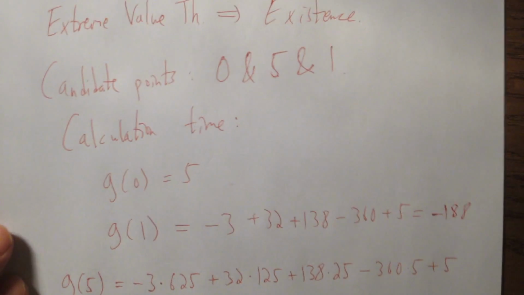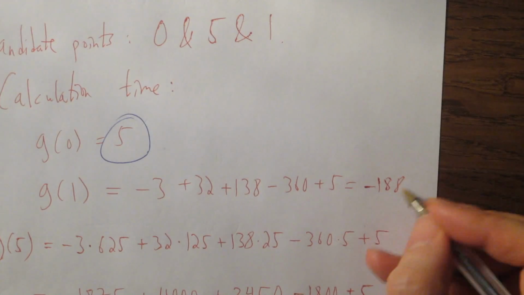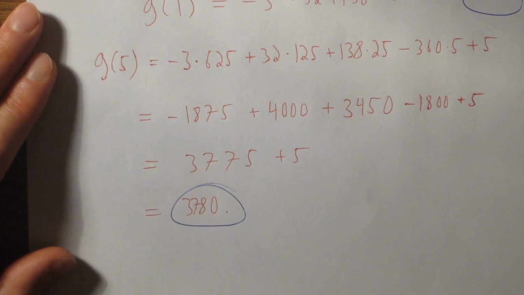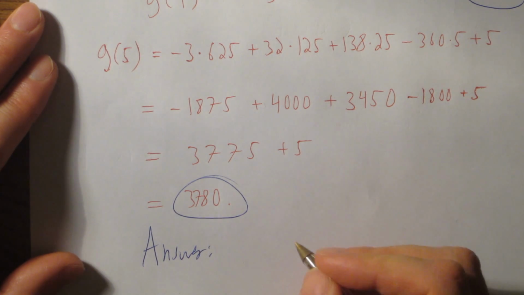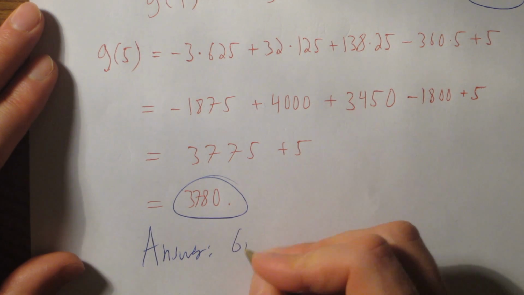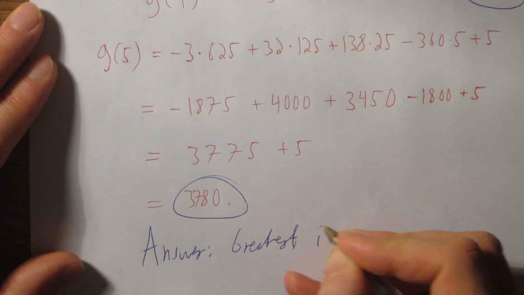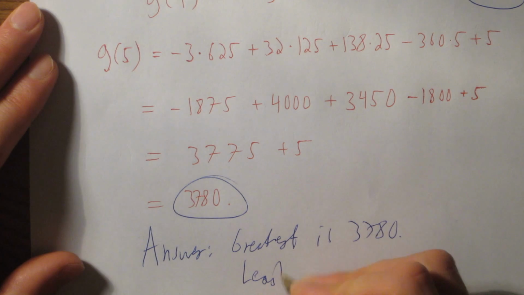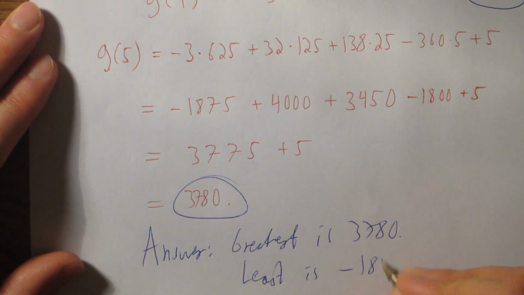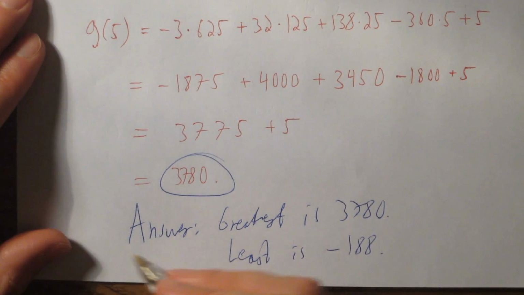So looking at these 3 values, 5, minus 188 and 3780, obviously the greatest value is 3780 and least is minus 188. And again, please give an answer.